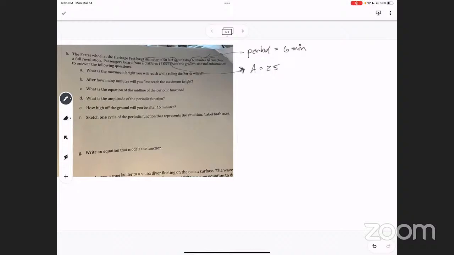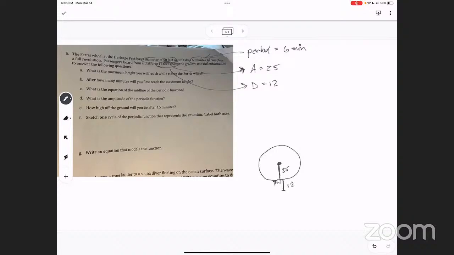And then it says they board from a platform 12 feet above the ground. That means that your D is 12 because they're going to board. I guess it's kind of hard to tell because are they boarding at the very bottom of it? That's what they didn't really say, right? If they board at the very bottom of it right there, then this distance is 25 to the center, right? And that distance is 12.